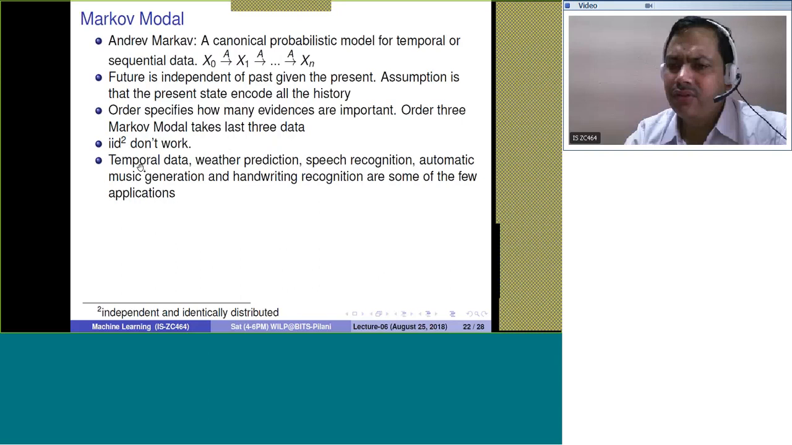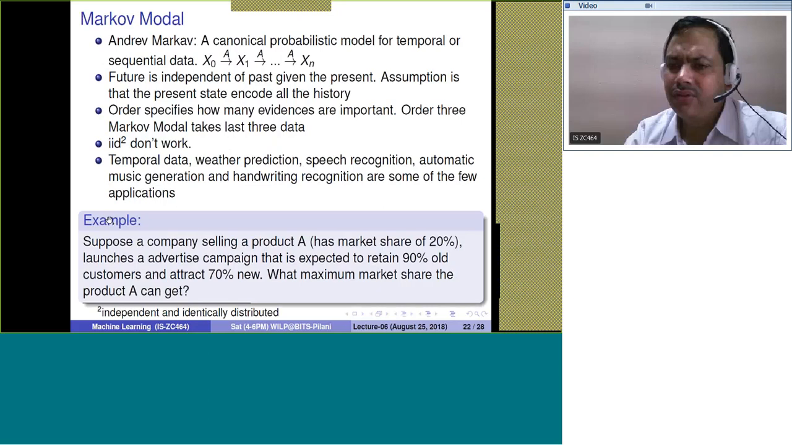Most of the time it is used for temporal data such as weather prediction, speech recognition, automatic music generation, and handwriting recognition. Many places it is applied. And we are going to see an example.